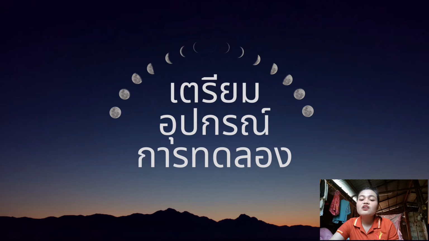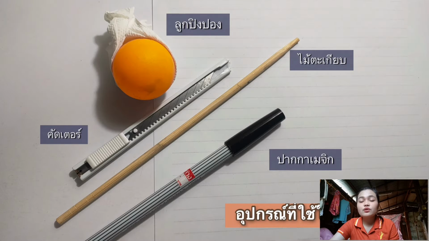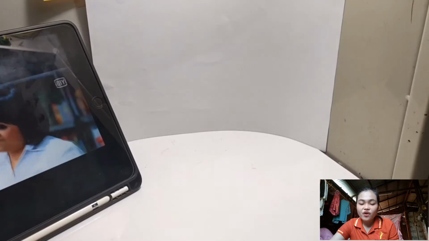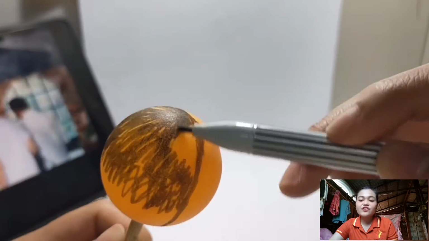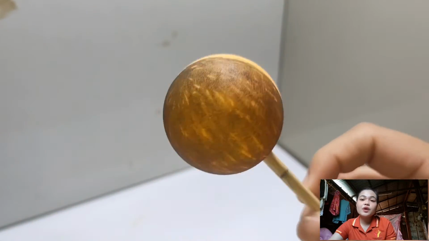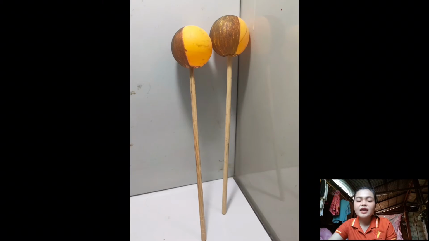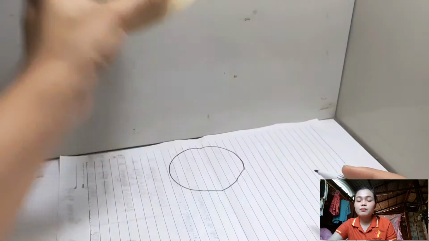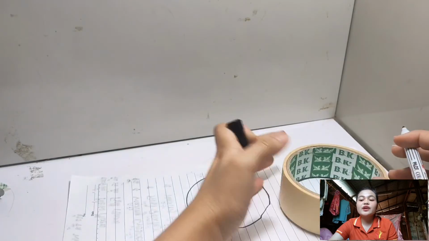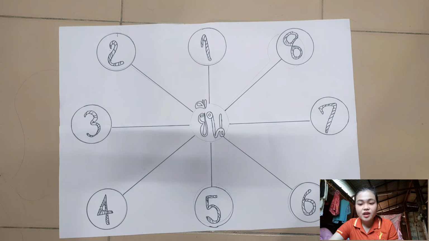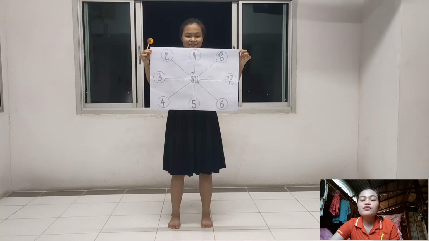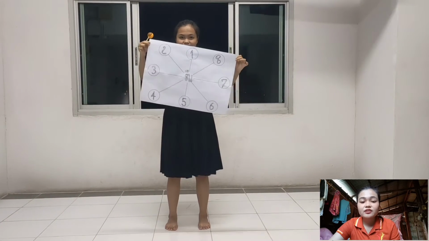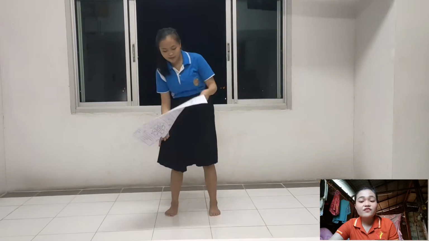The procedure for experimenting with the lunar month is as follows. 1. The teacher will have a sheet of paper marking the positions of the moon, position X. 2. Take a number of ping pong balls and paint half of each ball black. Insert a pointed stick in the middle of the ping pong ball for a grip. 3. We will experiment as follows.